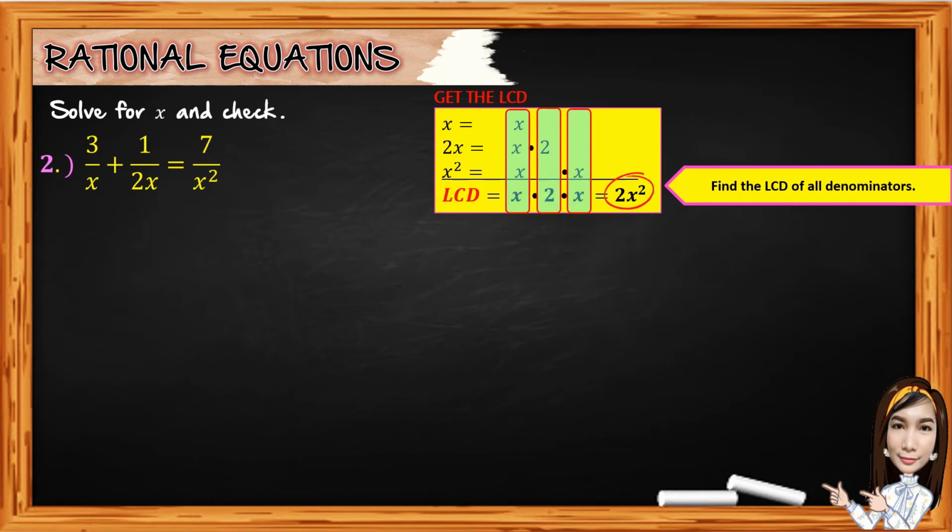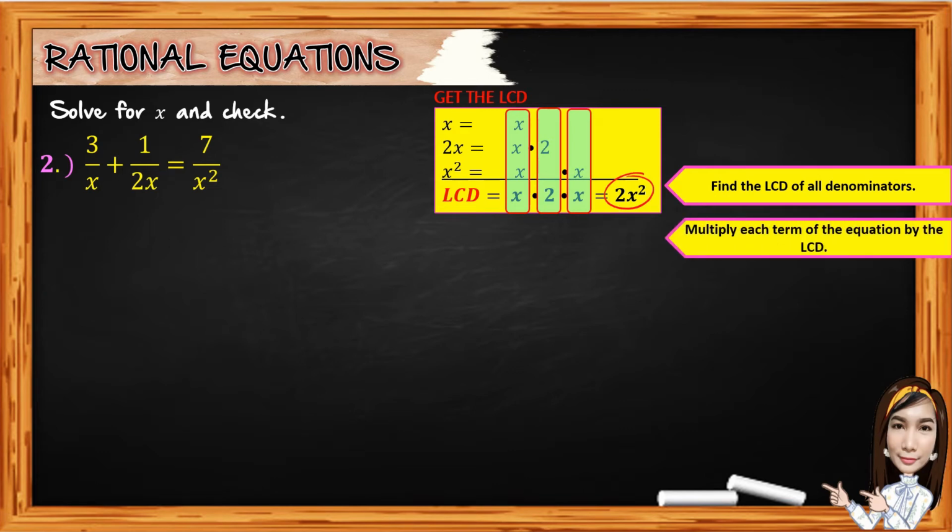If we are going to get their prime factors, x is a prime number, so we just copy it. 2x can be factored as 2 times x or x times 2, and x squared can be factored as x times x. Notice that we align the common factor x so we can bring down or write it once, then bring down also the relatively prime 2 and x. Then multiply all of them. So x times 2 times x is equal to 2x squared as your LCD.